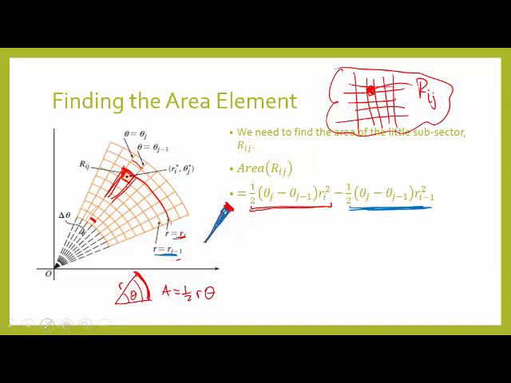Now that we have this equation, let's do some simple algebra, distribute, multiply, and factor. If we factor out 1/2 (theta sub j minus theta sub j minus 1), we're going to get r sub i squared minus r sub i minus 1 squared left over. And we see that this is a difference of two squares. We can further factor that into (r sub i minus r sub i minus 1) times (r sub i plus r sub i minus 1). So that just takes this and factors it.